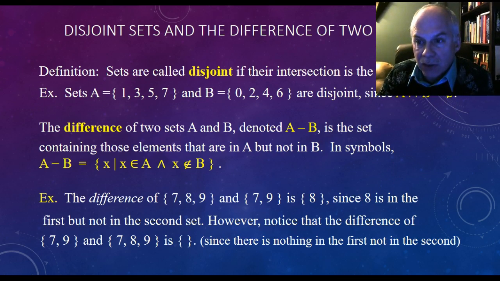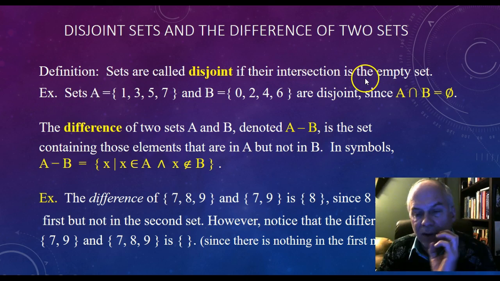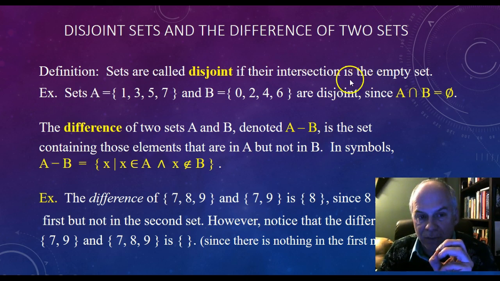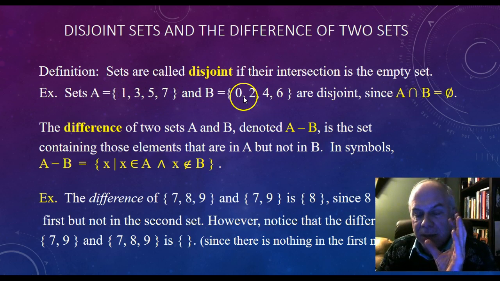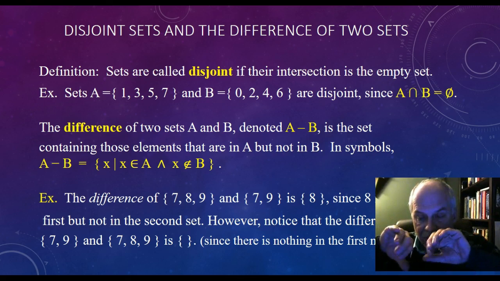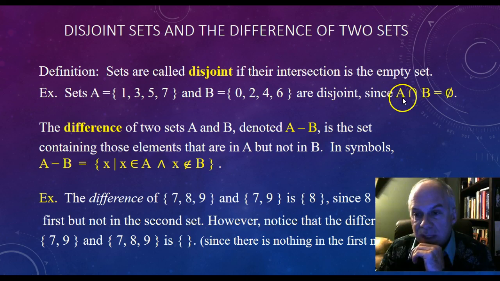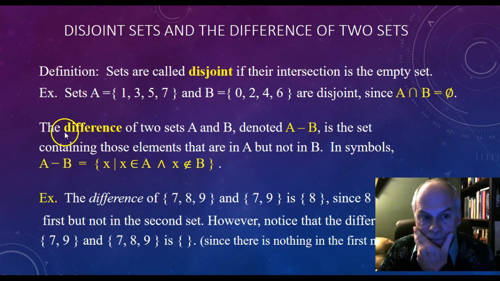All right. So let's look now at disjoint sets and the difference of sets. Sets are called disjoint if their intersection is the empty set. So set A, which is 1, 3, 5, and 7, and set B, which is 0, 2, 4, and 6, they have no elements in common. So the intersection of the two is the empty set because there are no elements that are in both sets at the same time. Okay? And we say that the intersection of A and B is the empty set, nothing. All right?